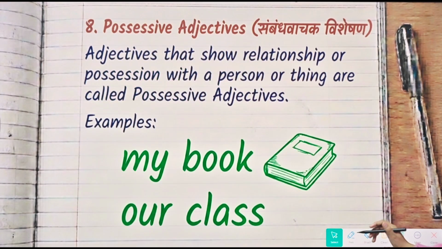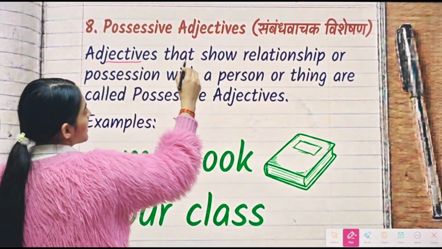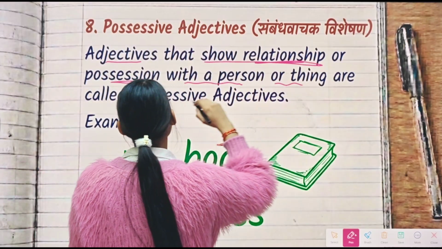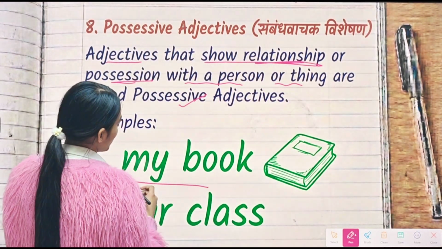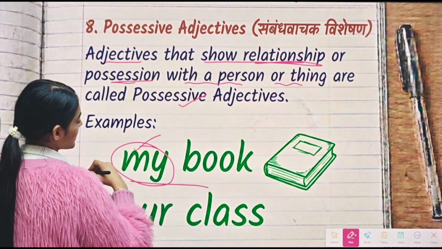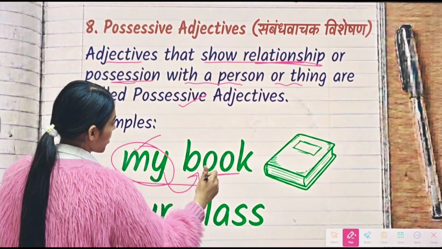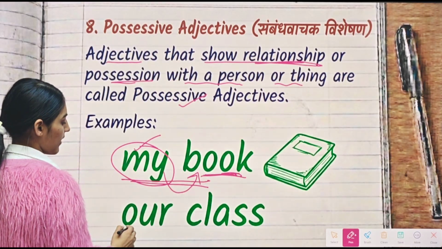Now moving on to the last one that we have, possessive adjectives. Adjectives that show relationship or possession with a person or a thing are called possessive adjectives. Let's see the example that we have. My book. So here my is a possessive adjective, and that is immediately followed by a noun, which is book. My book. Similarly, we have our class.